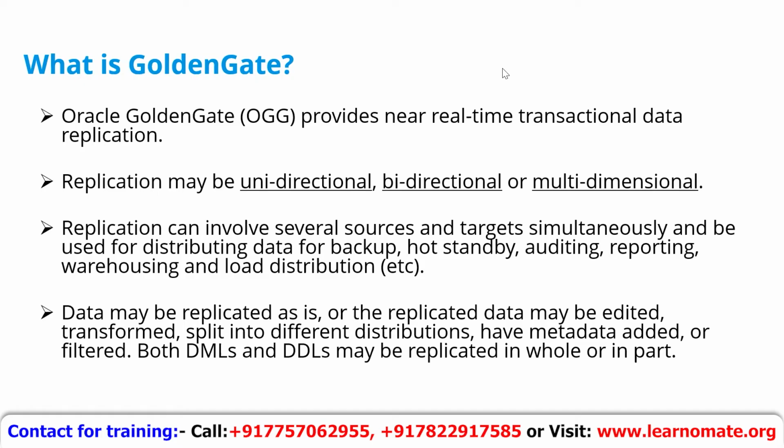Now with GoldenGate, you can replicate the data as is, or another important feature is that GoldenGate supports data filtration and transformation as well. You can replicate as is, or you can edit the data you are replicating, or transform the data. You can split into different distributions, have metadata added, and filter as well. GoldenGate also supports both DML and DDLs.